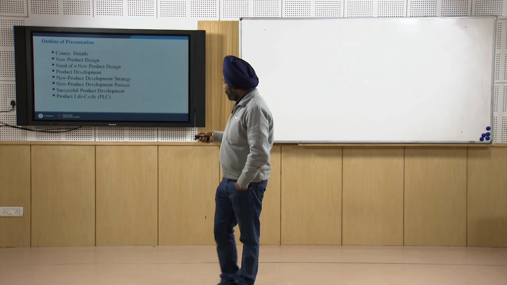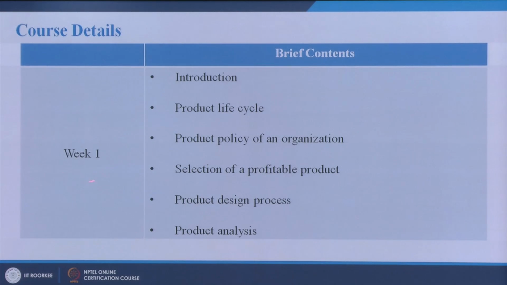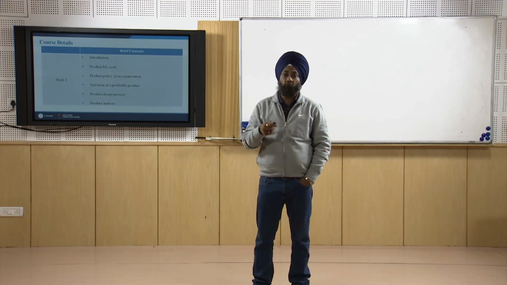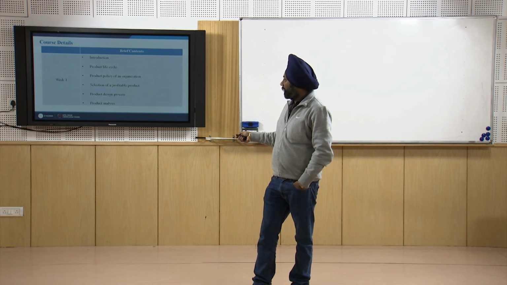Now, to start with, let us first see the course details. In course details, week 1, our focus, right now we are here, we are at the introduction stage of our course. Next, we will cover the product life cycle, the product policy of an organization, and then selection of a profitable product: what are the factors, what are the methods which can help us, or what information or knowledge we require to select a profitable product, that we will see.